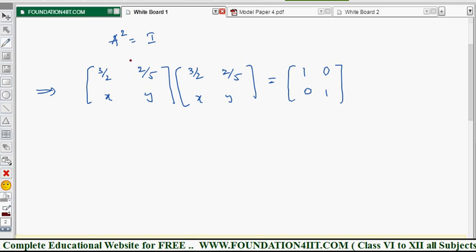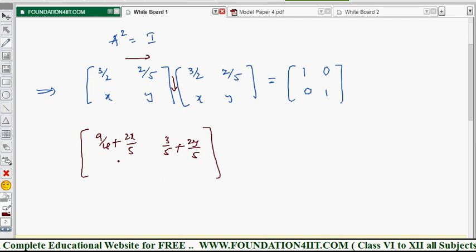Now first row and first column we need to multiply. So 3 by 2 into 3 by 2 is 9 by 4, plus 2 by 5 into x is 2x by 5. This is the first element, and in the same row next is 3 by 5, because 3 by 2 into first row second column: the 2 and 2 get cancelled, so 3 by 2 into 2 by 5 is 3 by 5 itself, and plus 2 by 5 into y is 2y by 5.